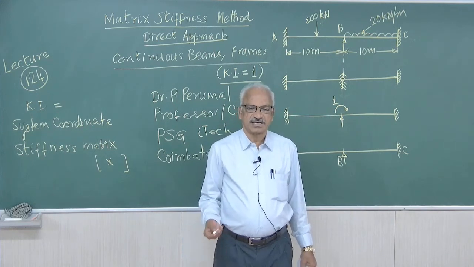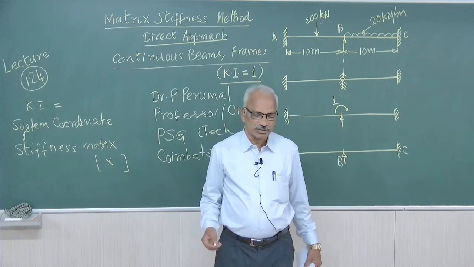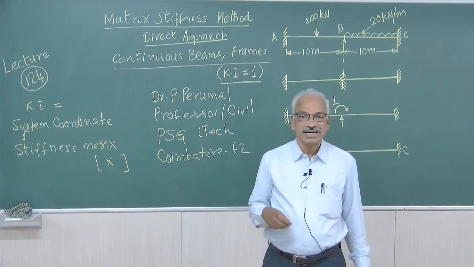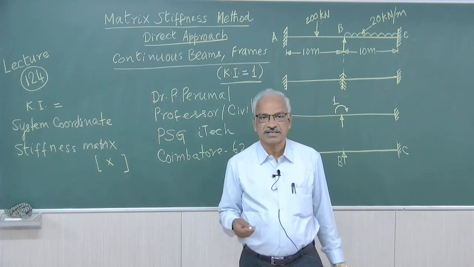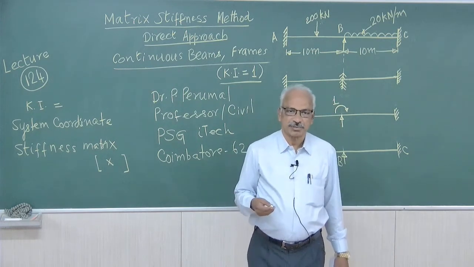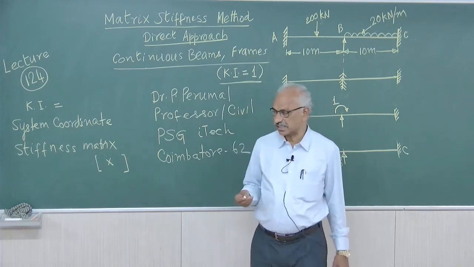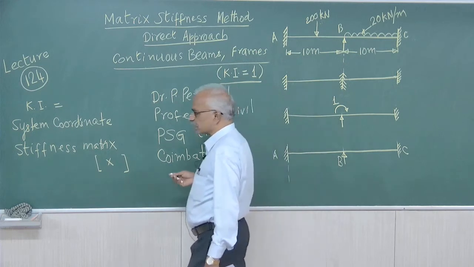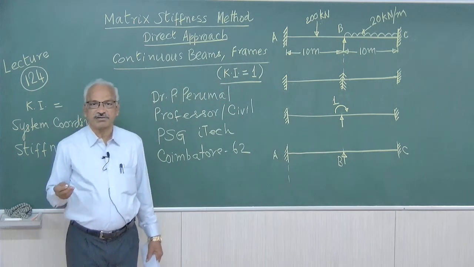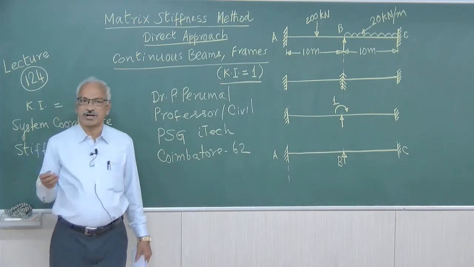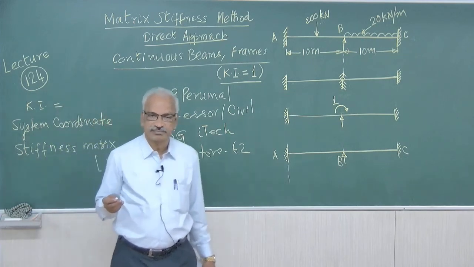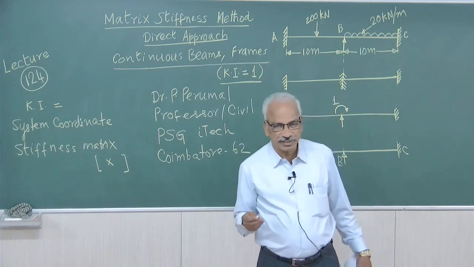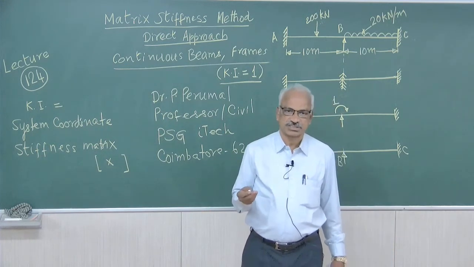In the recent classes, we have been discussing the matrix stiffness method. We are following the direct approach, or in other words, we are doing problems on the direct stiffness method. Already we have introduced the method in one lecture. Then we have done a problem on a two span continuous beam and one more problem on a two span continuous beam with the settlement of supports.